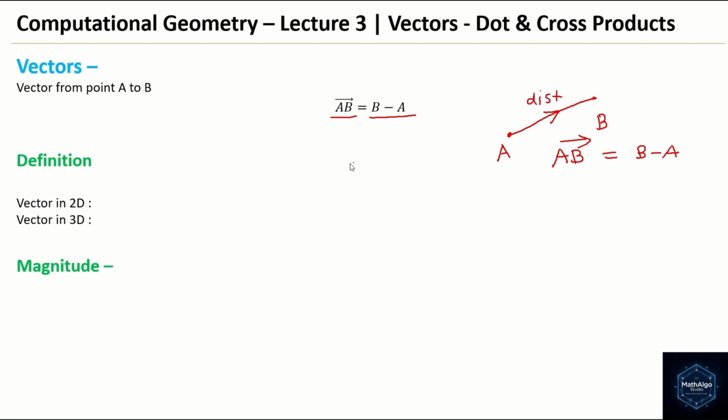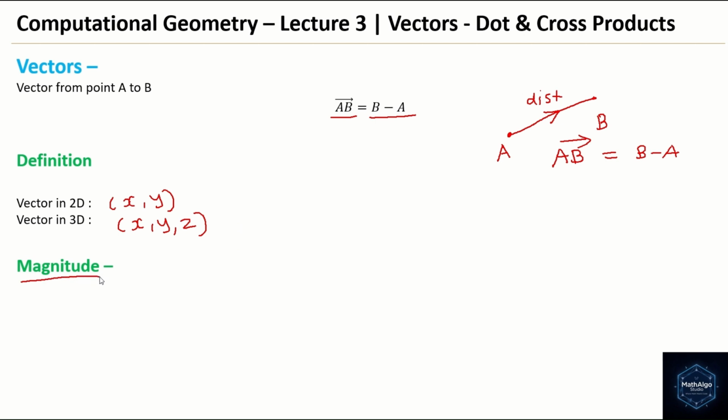Now, depending on the dimension we are working in, vectors are represented differently. In two-dimensional space, a vector is written as an ordered pair (x, y). In three-dimensional space, a vector is written as (x, y, z). These components tell us how much the vector moves along the x, y, and z directions respectively.